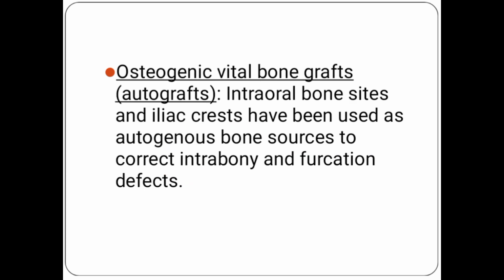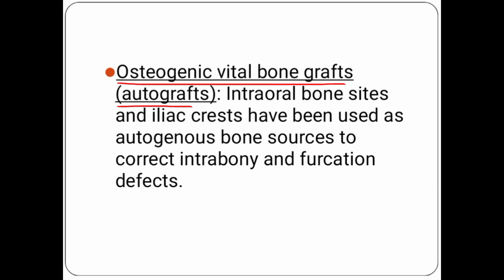Now moving towards the grafts. First of all, we will discuss the osteogenic vital bone graft, also known as autograft. So what is an autograft? It is a tissue or organ piece taken from one part of the patient's own body and used in another part of the same body. For example, you take tissue from the palatal area and place it in the buccal area, in the vestibule of the mandible.